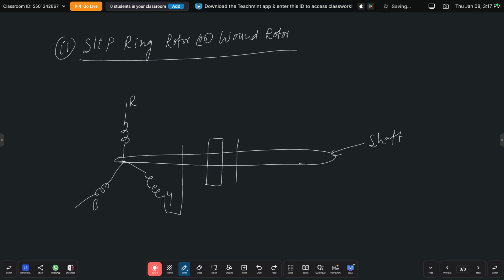Slip ring 1, 2, slip ring 3. These are the brushes. Now this is the slip ring.